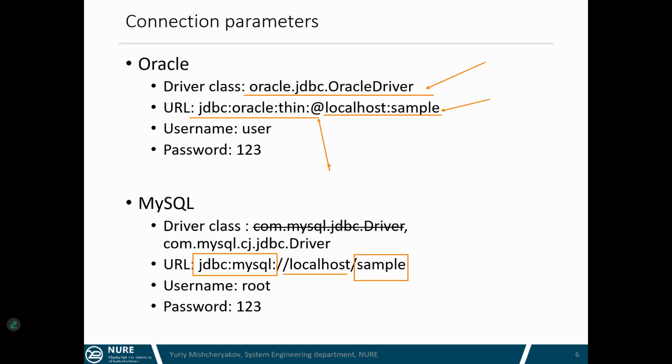Most databases use this way to build the URL: jdbc, then the name of the database, for example Postgres, then a colon, then two slashes, the host, and the name of the database.